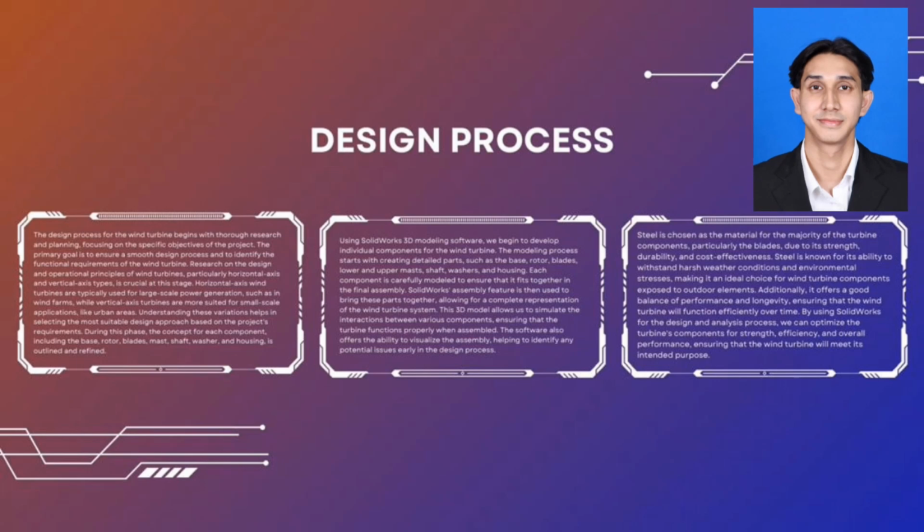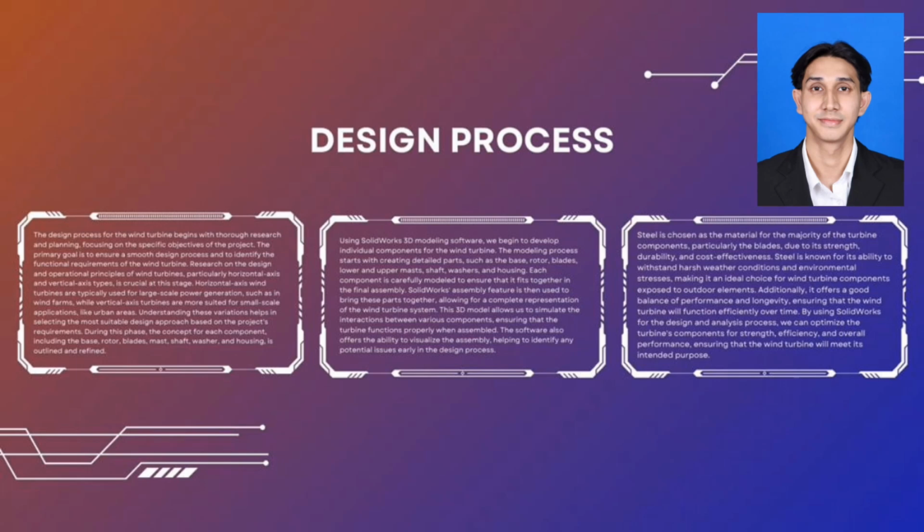Understanding this variation helps in selecting the most suitable design approach based on the project requirements. During this phase, the concept for each component, including the base, rotor, blade, mast, shaft, washer, and housing, is outlined and refined. Next, using SolidWorks 3D modeling software, we begin to develop individual components for the wind turbine. The modeling process starts with creating detailed parts such as the base, rotor, blades, lower and upper mast, shaft, washer, and housing. Each component is carefully modeled to ensure that it fits together in the final assembly.